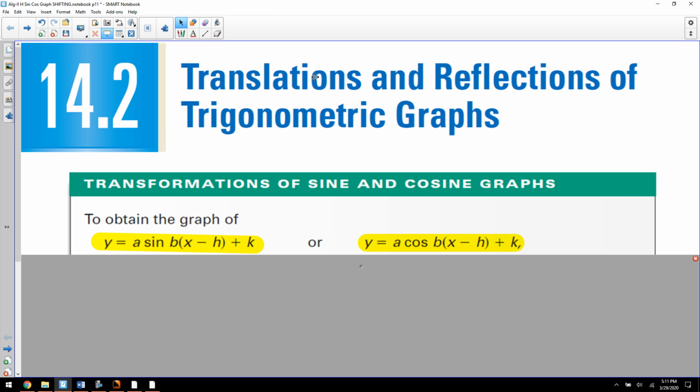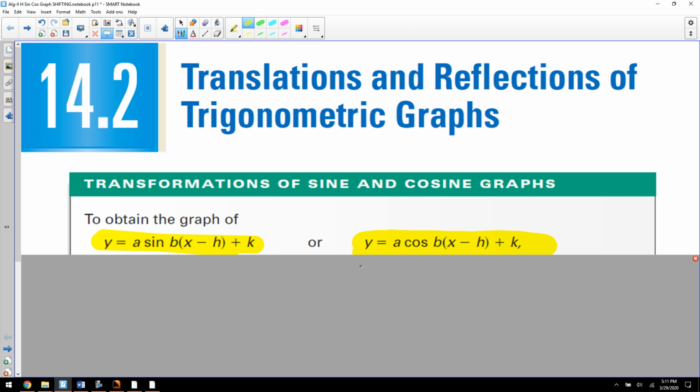Anyway, so here's trig shifting with sine and cosine. Basically what I've highlighted here are the two generic forms that I want you guys to pay attention to. The idea here is that you still are going to have your A and your B. Yesterday, you guys were actually graphing the parent functions. Today, we're going to add the extra step of the shift part, the h and the k.